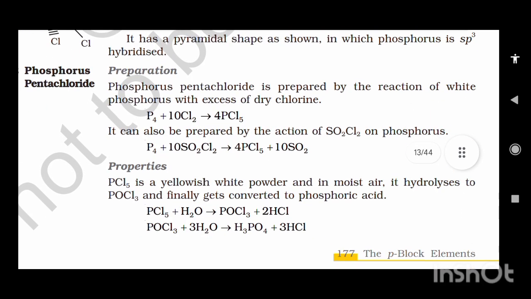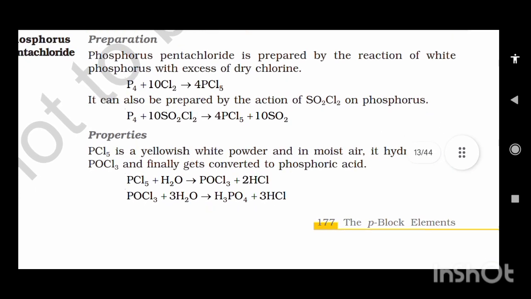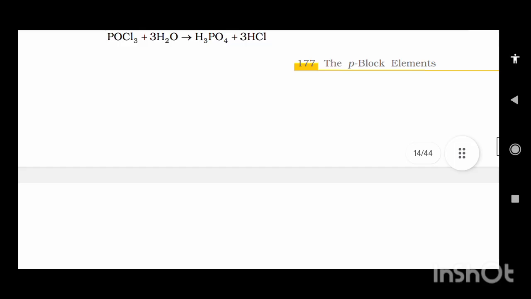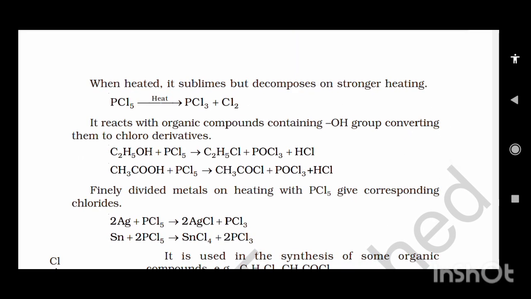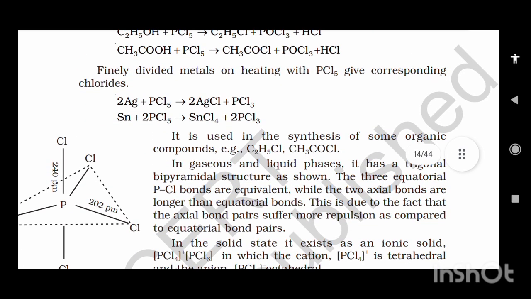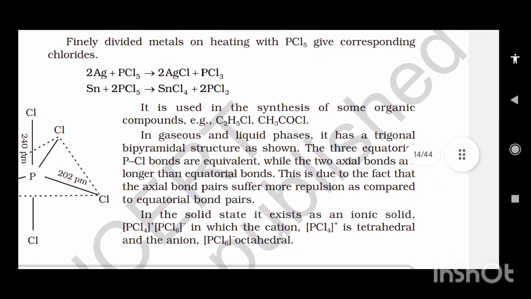Preparation. Phosphorus pentachloride is prepared by the reaction of white phosphorus with excess of dry chlorine. Properties. PCl5 is a yellowish white powder and in moist air it hydrolyzes to POCl3 and finally gets converted to phosphoric acid. When heated it sublimes but decomposes on stronger heating. It reacts with organic compounds containing OH groups, converting them to chloro derivatives. Finely divided metals on heating with PCl5 give corresponding chlorides. It is used in the synthesis of some organic compounds.